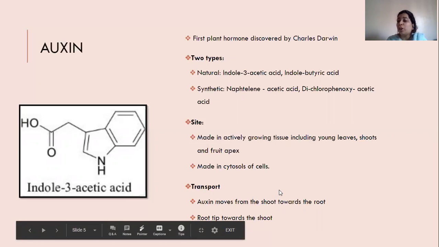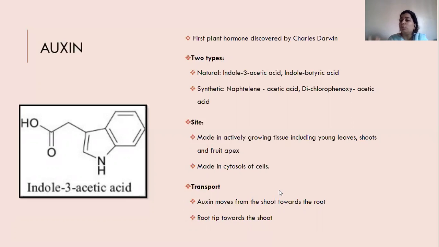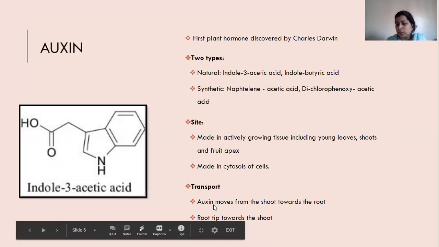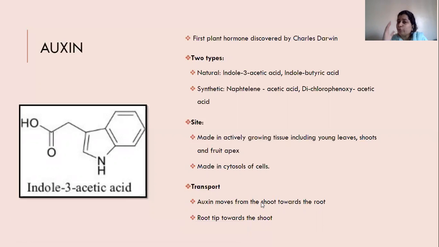Now, how is it transported, or in what way does it help the plant? This auxin moves from the shoot towards the root. It can also go from the root tip to the shoot. So this is the way it gets transported. Let's know about the functions. What type of promoter is this auxin?